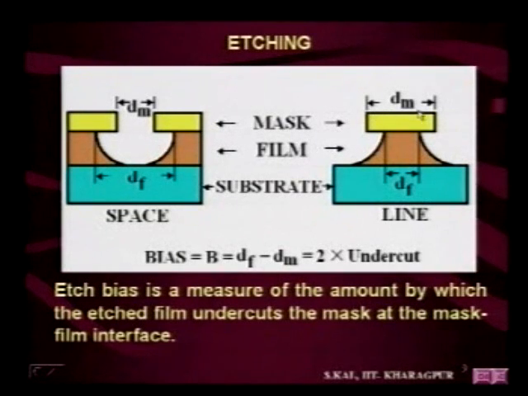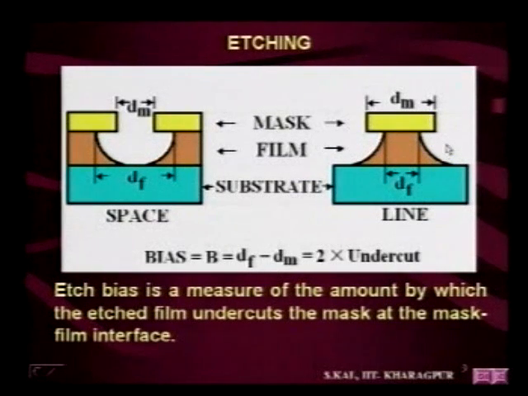In order to have dm, the mask-level dimension at the bottom, you are getting df. Then here the difference, df minus dm, is negative, since the mask design is opposite. That is why, for the bias value, we take the magnitude, not positive or negative. Here it will be positive in this case, and here it will be negative, but the relation is the same.